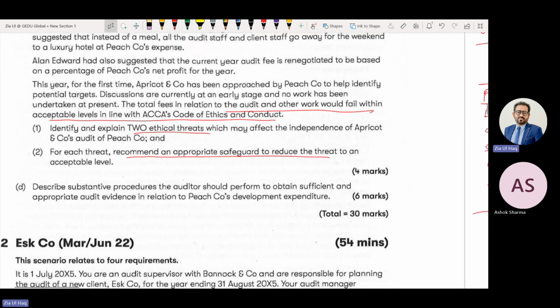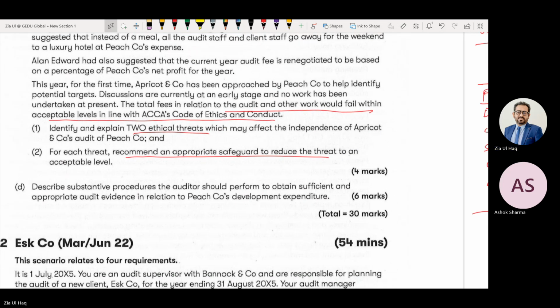Part C of the question is for 6 marks. Describe substantive procedures the auditor should perform to obtain sufficient and appropriate audit evidence in relation to Peach company development expenditure. You need to write down substantive procedures to verify development cost. Compare current balances with the previous year to investigate unexpected fluctuations.